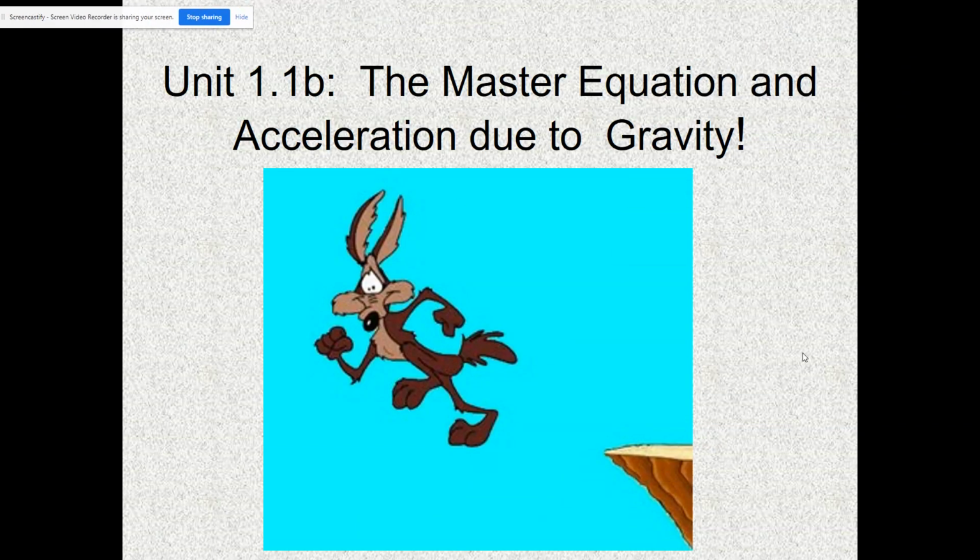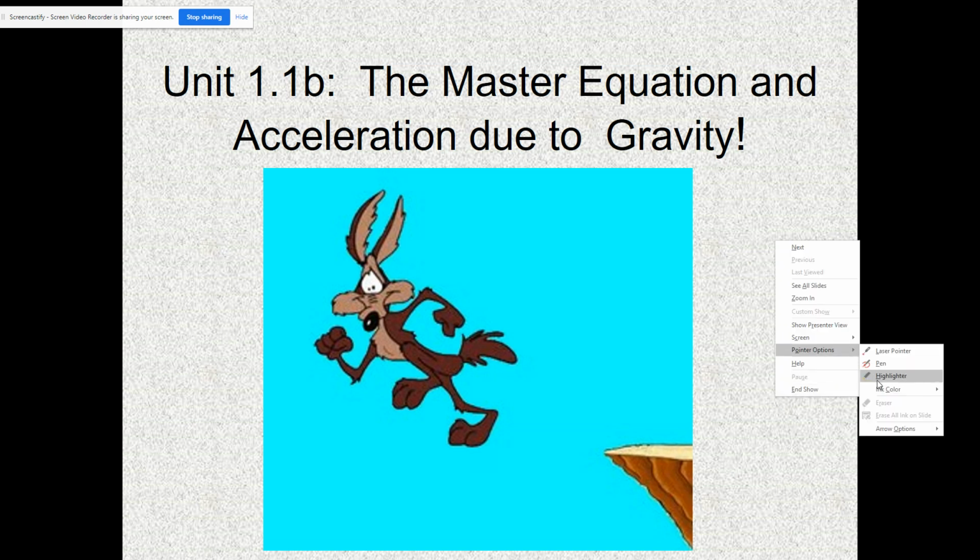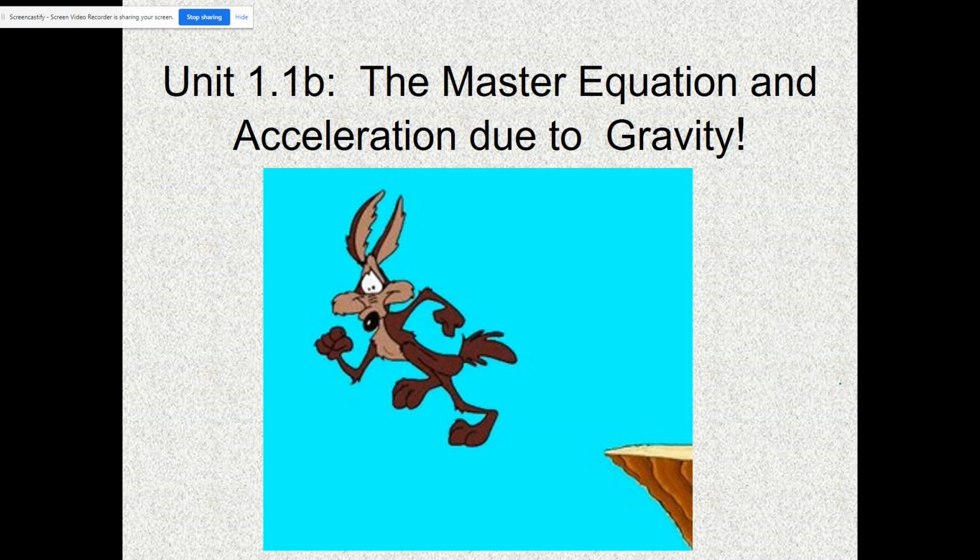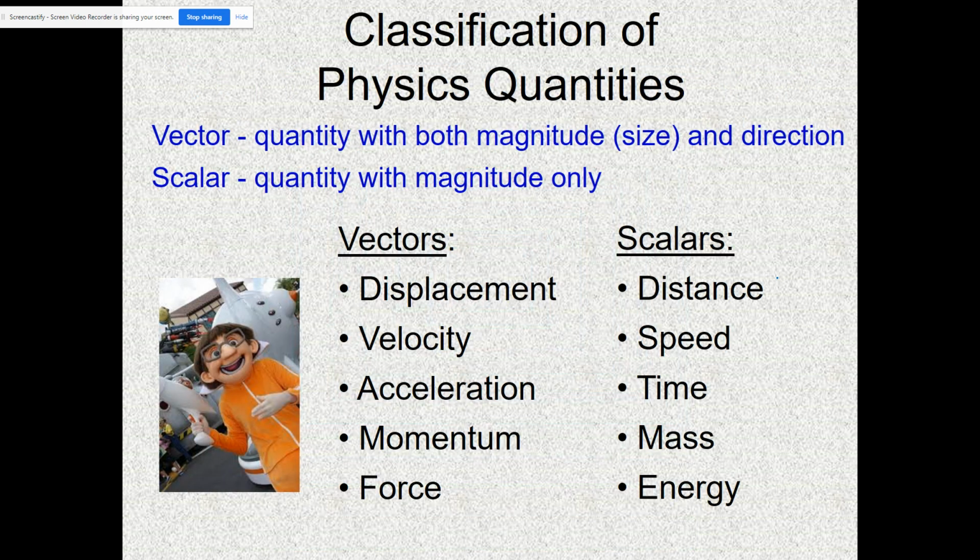We are going to be going over lesson 1.1b, which is on the master equation and acceleration due to gravity. So if you have not already gotten out a piece of paper and a pencil, you might want to do that because we are going to be getting some equations today, and you may want to jot them down. Or if you have your physics reference sheet out, the one with the formulas on it, that would be even better. Take that out so that you can see the equations written out there and you know where they are. If not, I highly recommend starting a physics equation sheet.